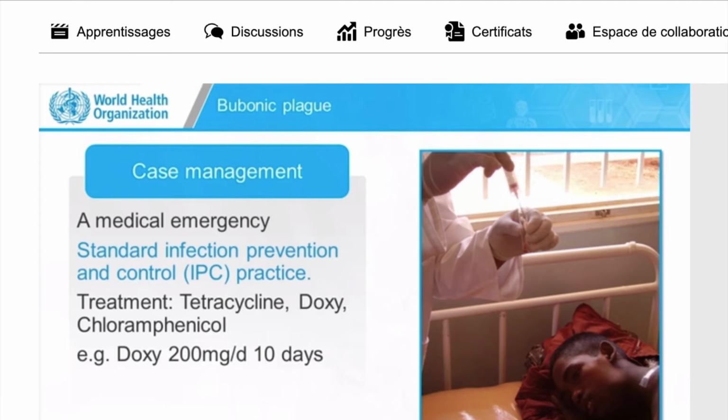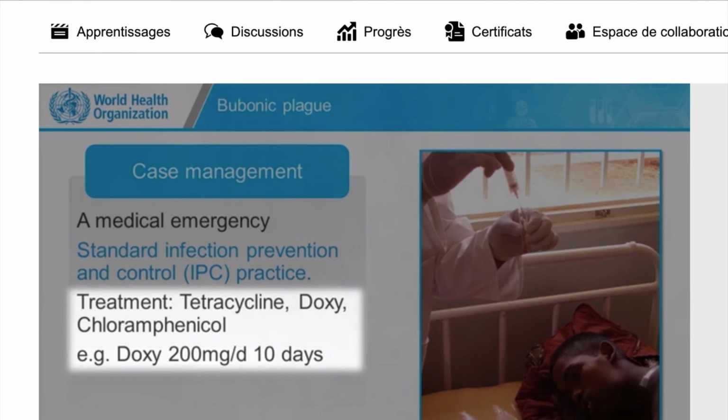And then the treatment uses quite common antibiotics, for instance, tetracycline, doxycycline or chloramphenicol. An example of treatment for this bubonic form of the disease is doxycycline, 200 milligrams a day during 10 days.